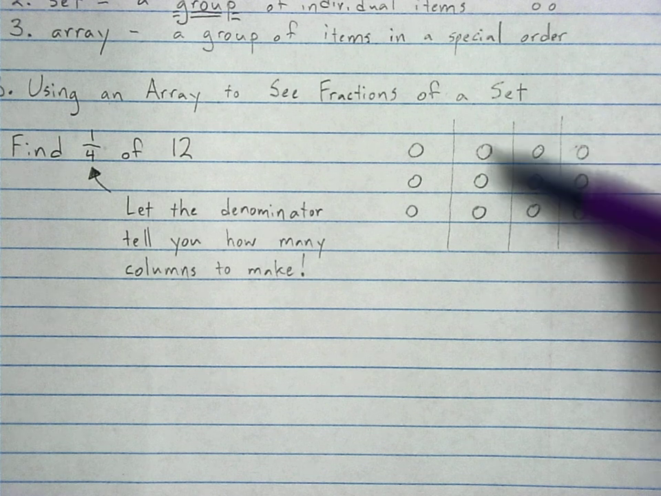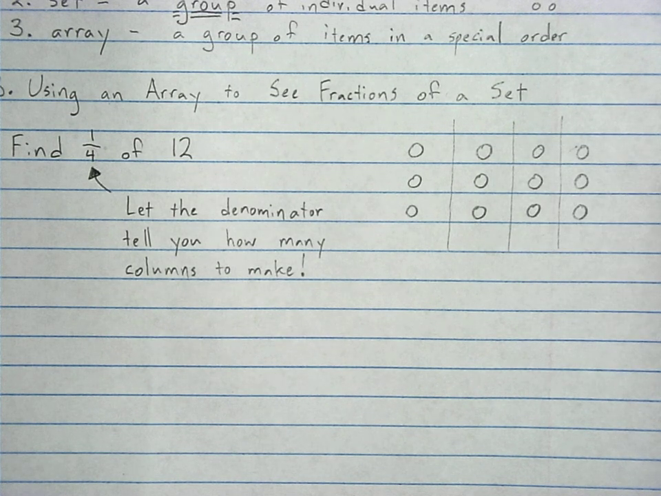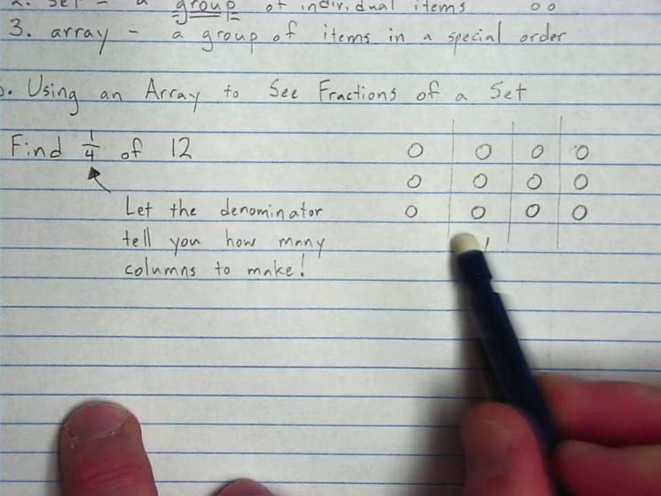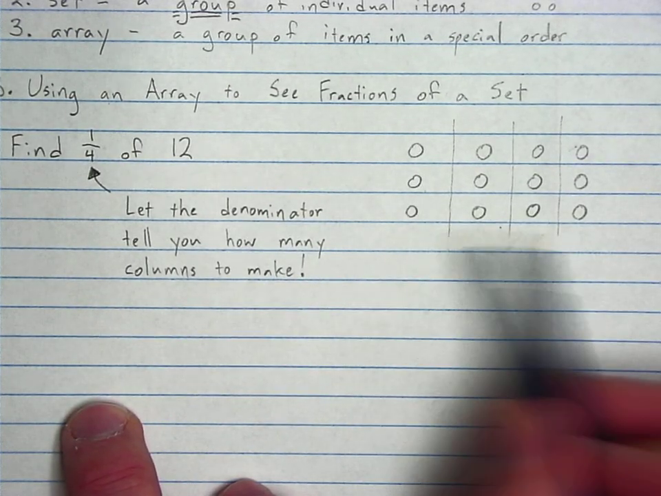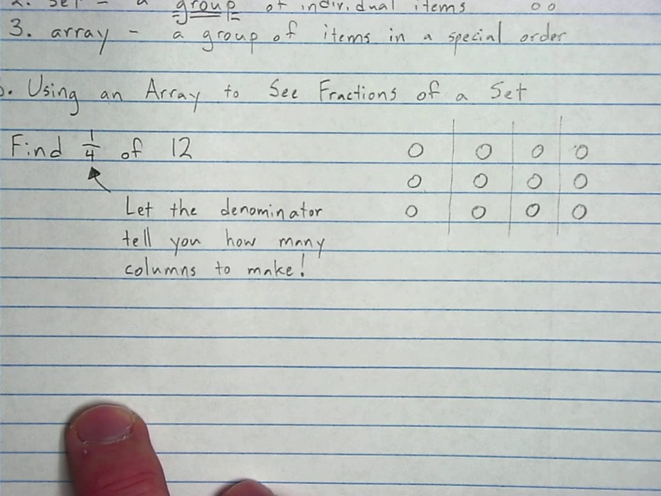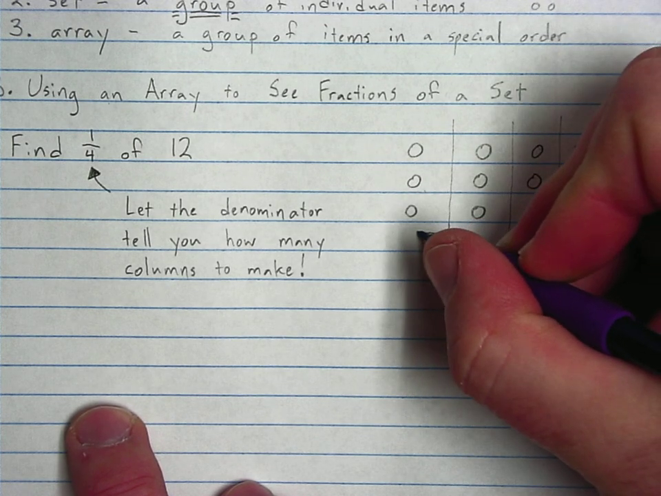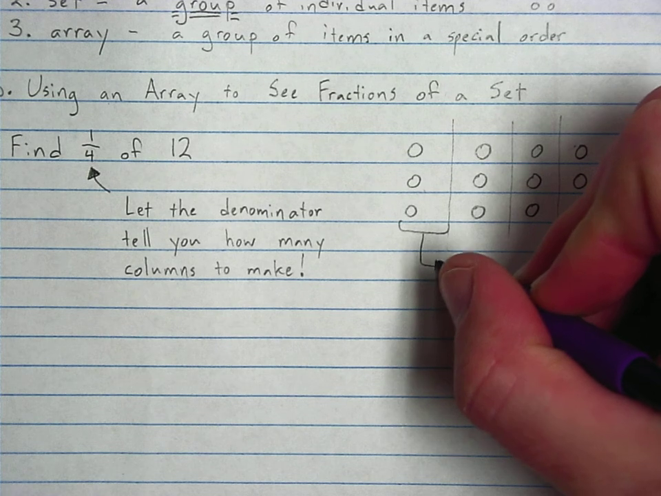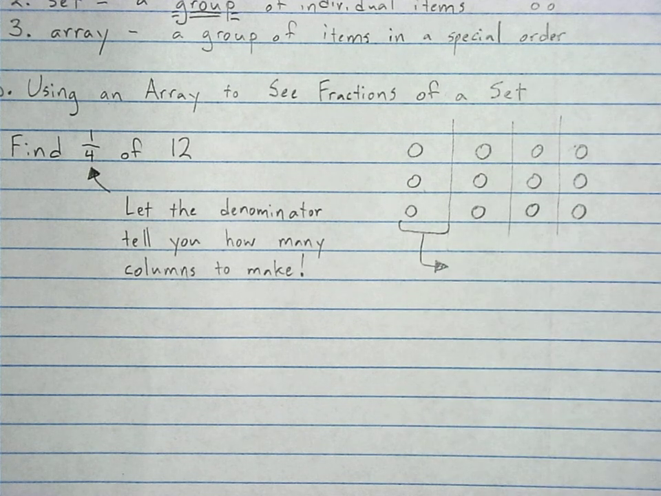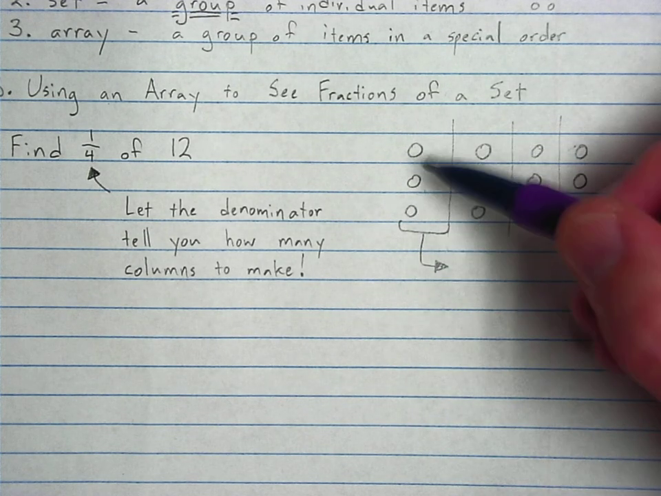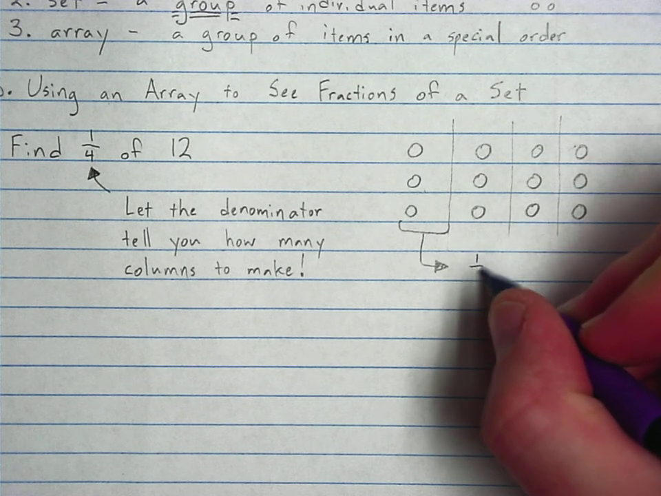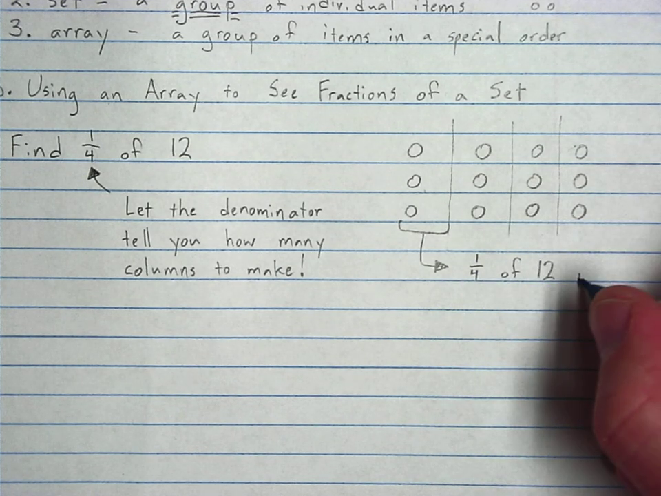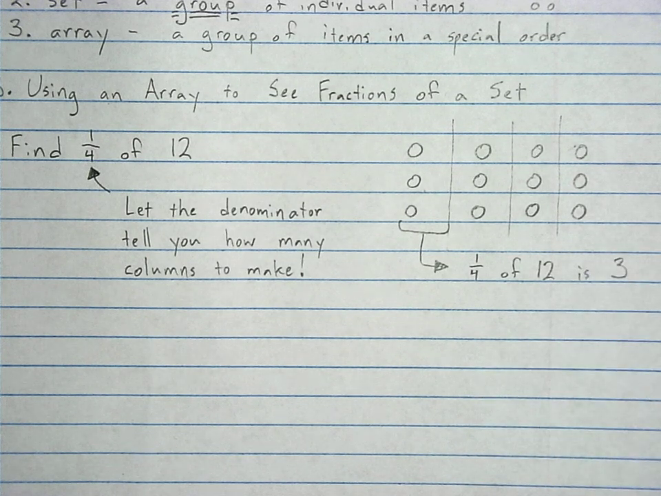One column, 2 columns, 3 columns, 4 columns. And that, in turn, makes it super easy to determine what 1/4 of 12 would be. If there's 4 columns, I am going to take one of the columns. So, looking at just that first column on the far left, that would be 1/4 of 12. 1/4 of 12 is 3.